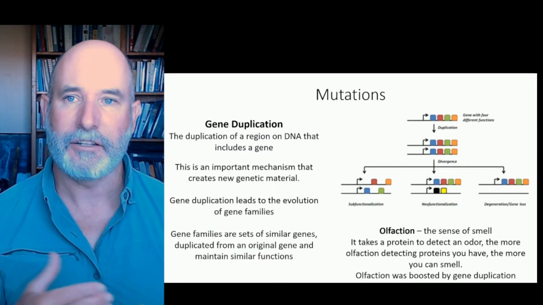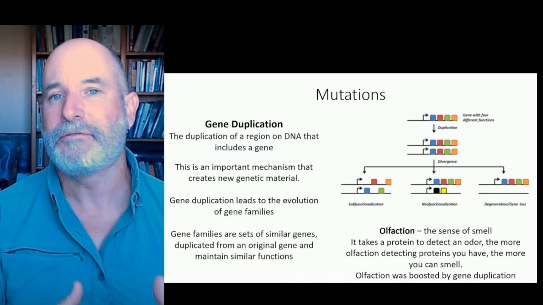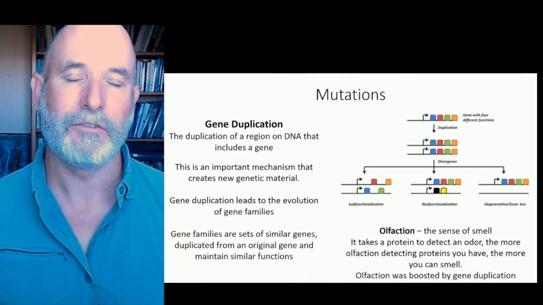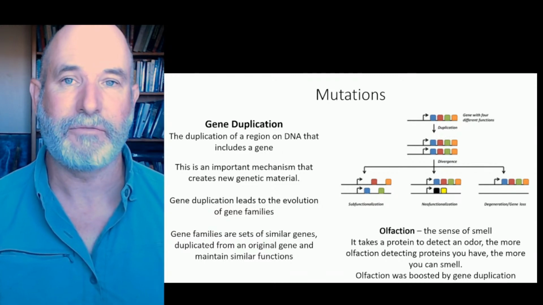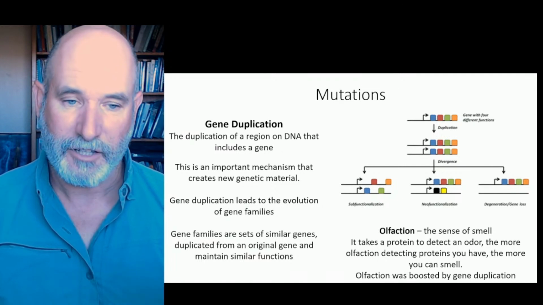And you can get these genome or these gene duplications. This is very important because gene duplications lead to the evolution of gene families. Gene families might be blood type. Gene families might be our ability to see color, the different types of opsins for detecting light.